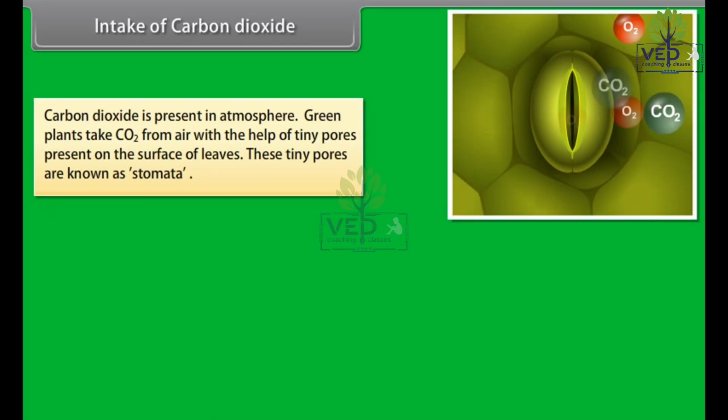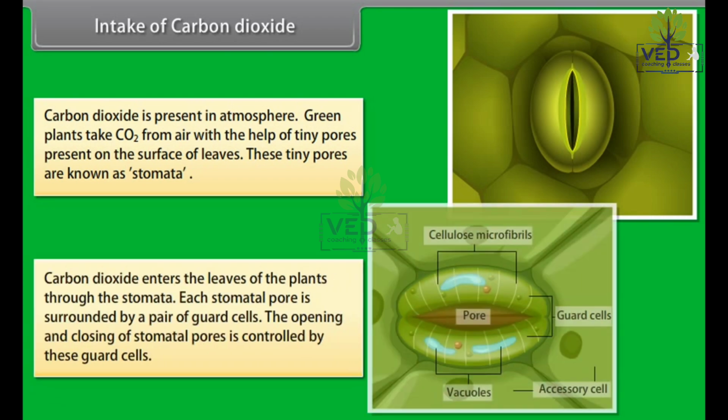Intake of carbon dioxide. Carbon dioxide is present in the atmosphere. Green plants take CO2 from air with the help of tiny pores present on the surface of leaves. These tiny pores are known as stomata. Carbon dioxide enters the leaves of the plants through the stomata. Each stomatal pore is surrounded by a pair of guard cells.